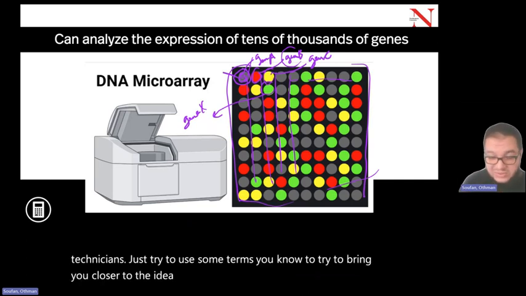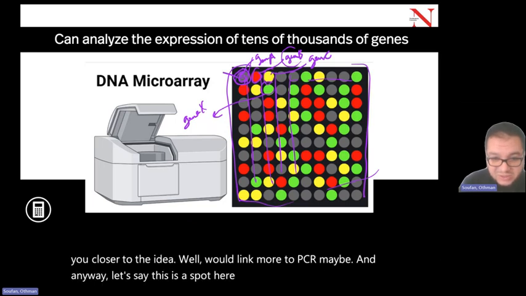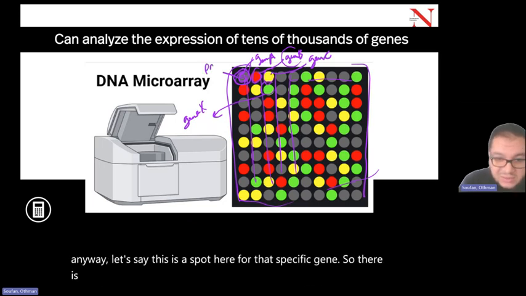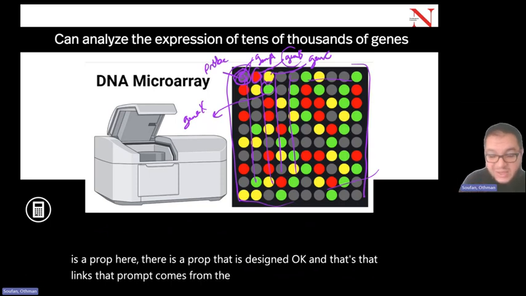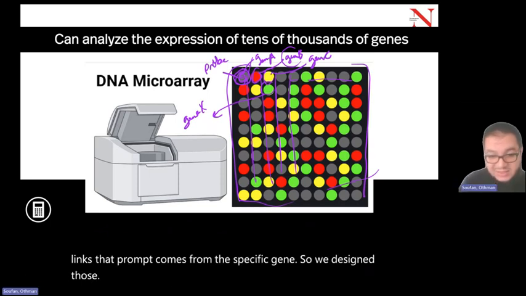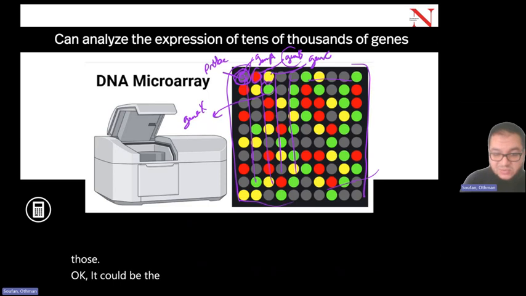"Will" would link more to PCR maybe. And anyway, let's say this is a spot here for that specific gene. So there is a probe here. There is a probe that is designed, and that probe comes from the specific gene. So we design those. It could be the company, a scientist, whatever.